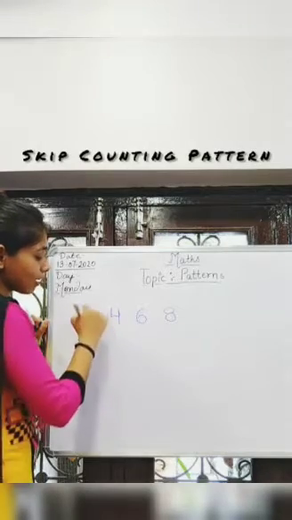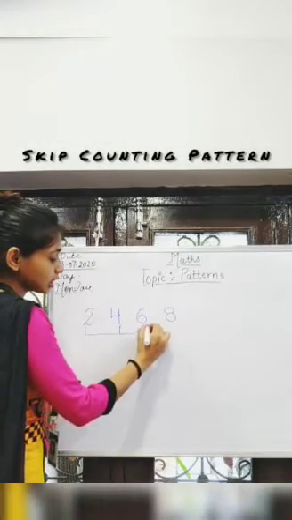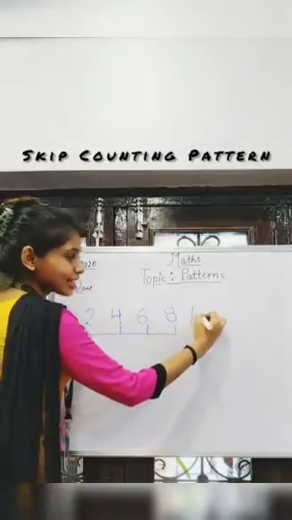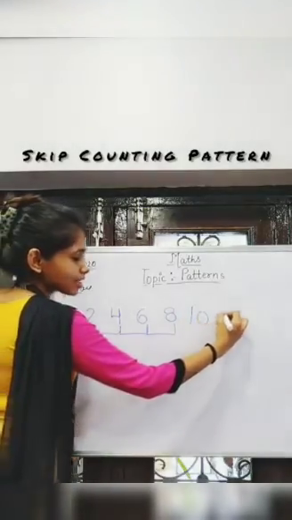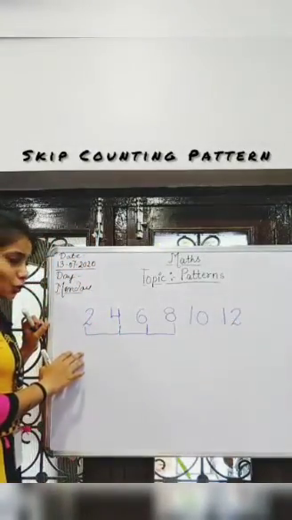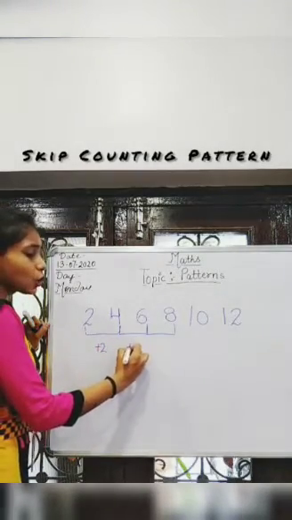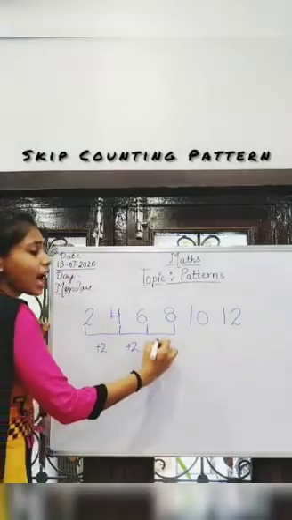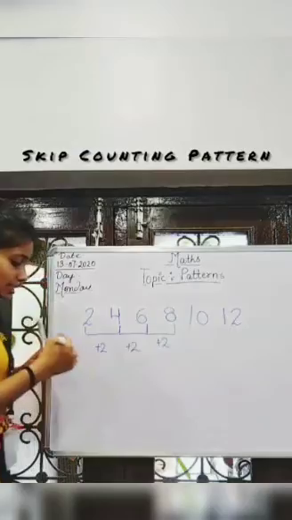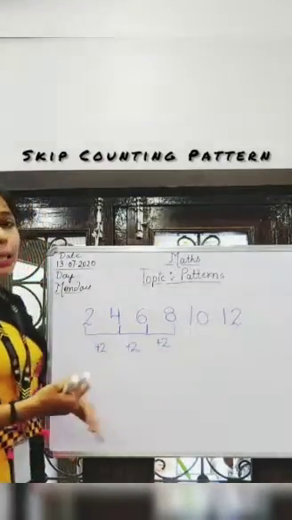Here we skip one number and we get 4. 2, 4, 6, 8. So what will be the next number? Yes, 10. And what will be the next number? 12. As you can see, this is the table of 2. So when we add 2 plus 2 we get 4. When I add 2 plus 4 we get 6. And when I add 2 plus 6 then I get 8. So kids, with the help of this you can also find out the skip count.